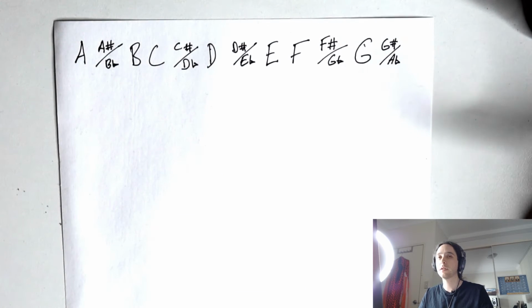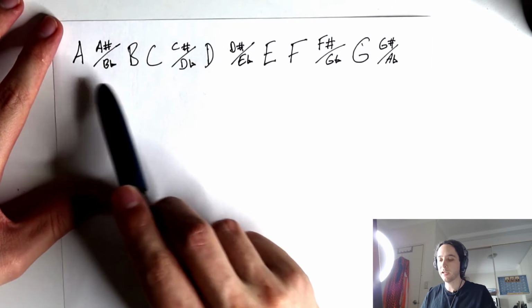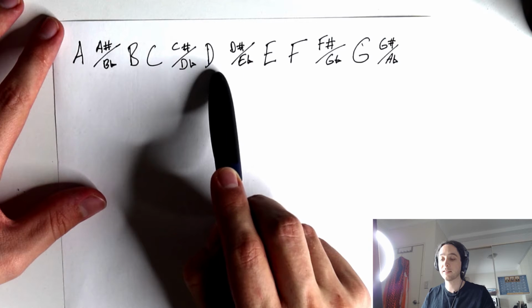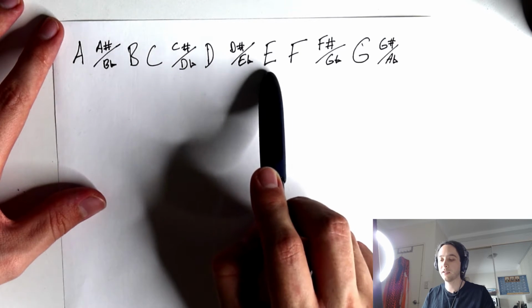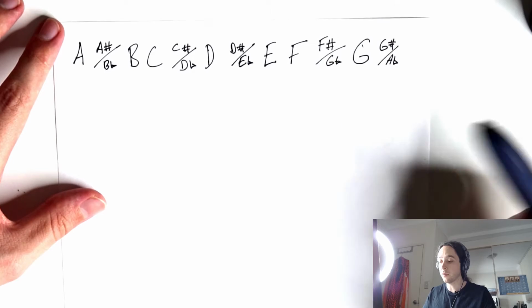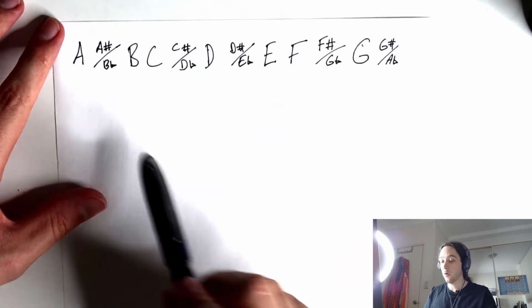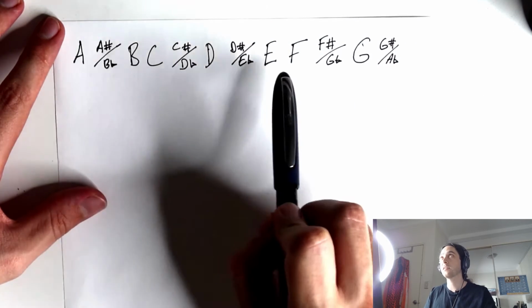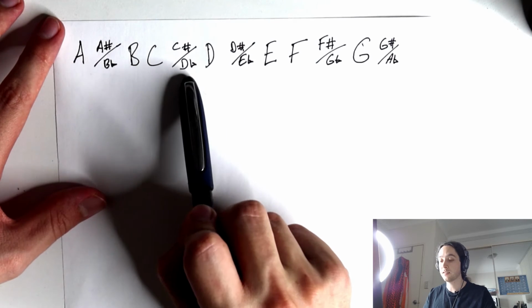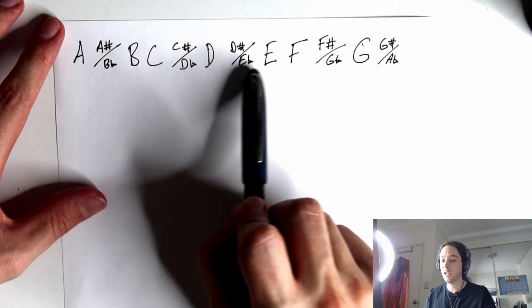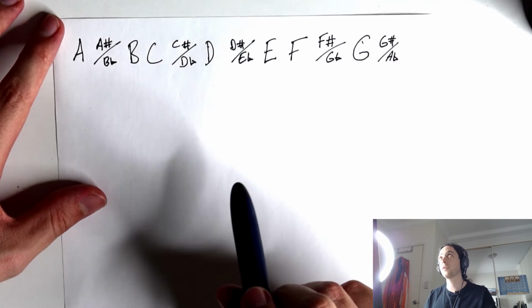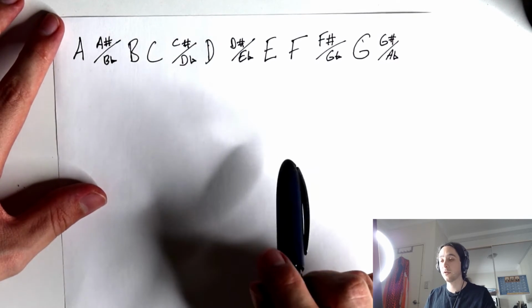Now, this is pretty straightforward. We have A sharp or B flat, B, C sharp, D flat, D sharp, E flat, E, F sharp, G flat, G sharp, A flat. Now, don't get confused. All of these sharps and flats are exactly the same note. A sharp is exactly the same as B flat. C sharp is exactly the same as D flat, etc. Okay, these notes are all identical. There is just a different naming system for them in different contexts.